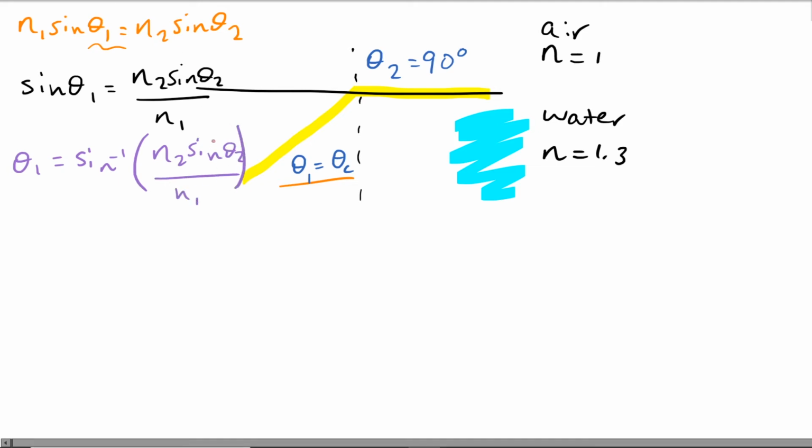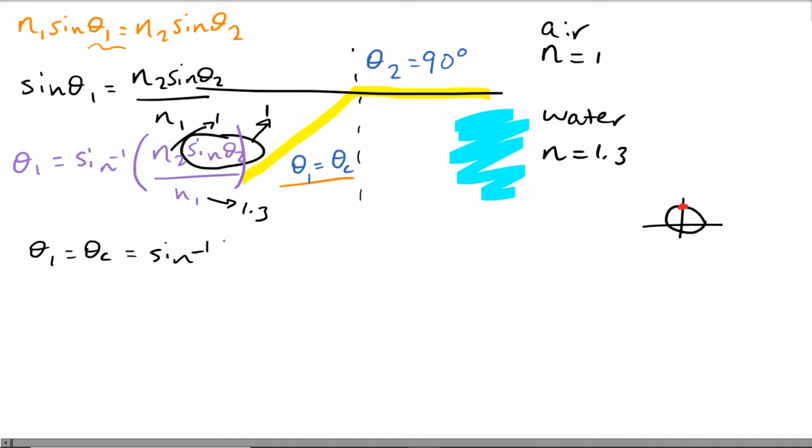Now let's put in our data. n1 is where we're coming from, the water, that's 1.3. n2 is where we're going, that's 1. And this expression over here, sine of 90 degrees, is also 1. If we go back to our unit circle definition, 90 degrees is here, sine of 90 degrees is 1. So altogether we have theta 1, which is theta c, because that's how we defined it, is inverse sine of 1 over 1.3, which is about 50 degrees.